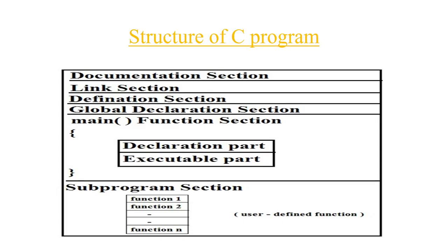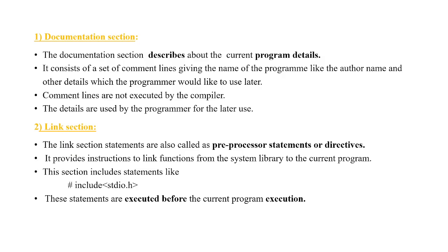This slide presents the different sections that exist in the structure of a C program. The first section is the documentation section, second is the link section, third is the definition section, fourth is the global declaration section, fifth is the main function section, and the sixth section, the last section, is the subprogram section. Now let us look at these sections in detail.